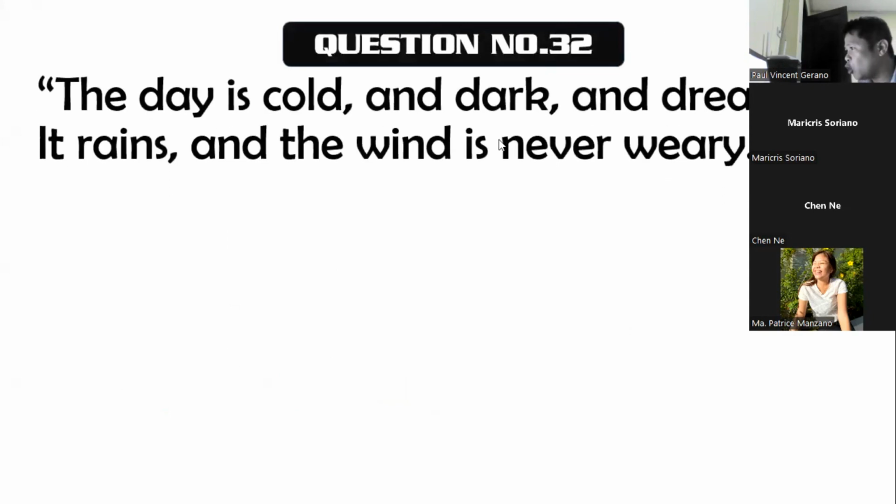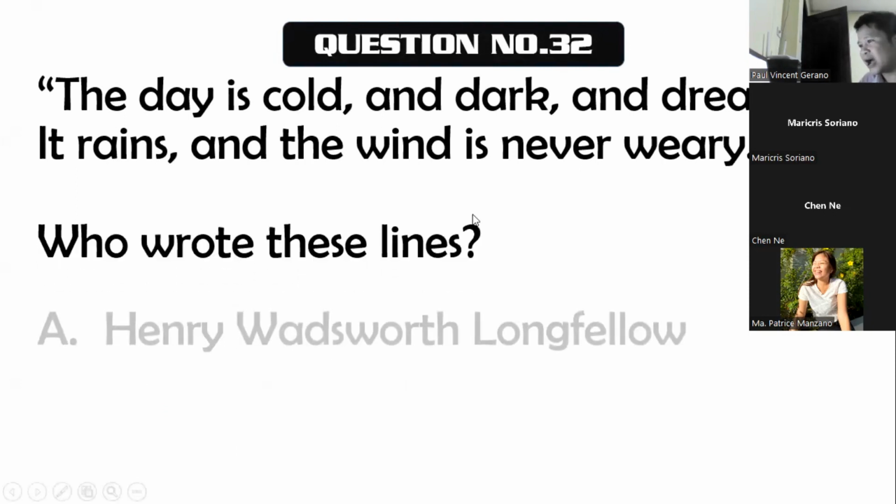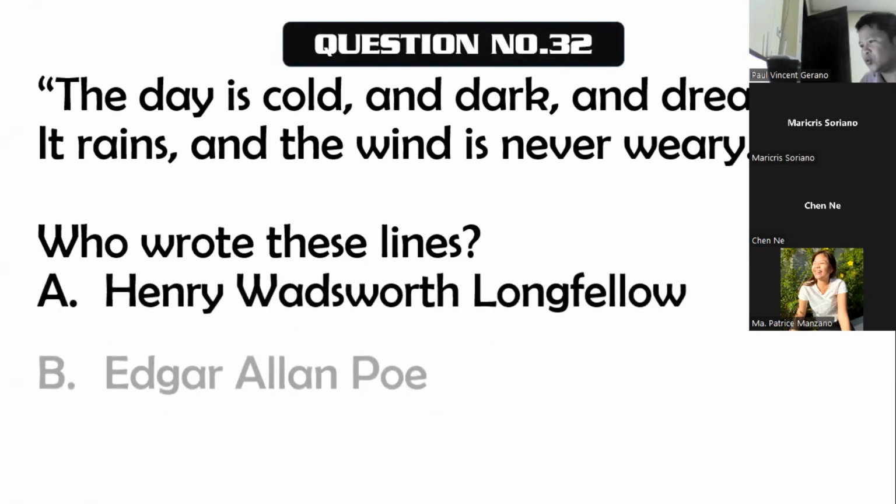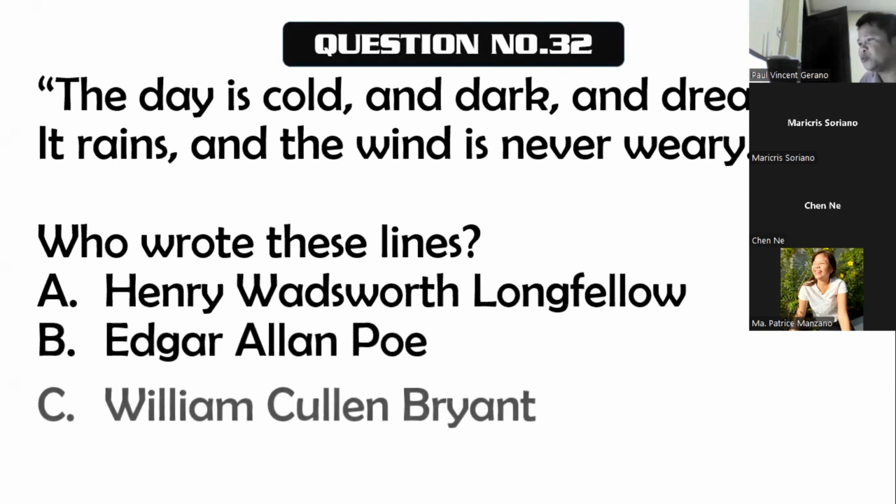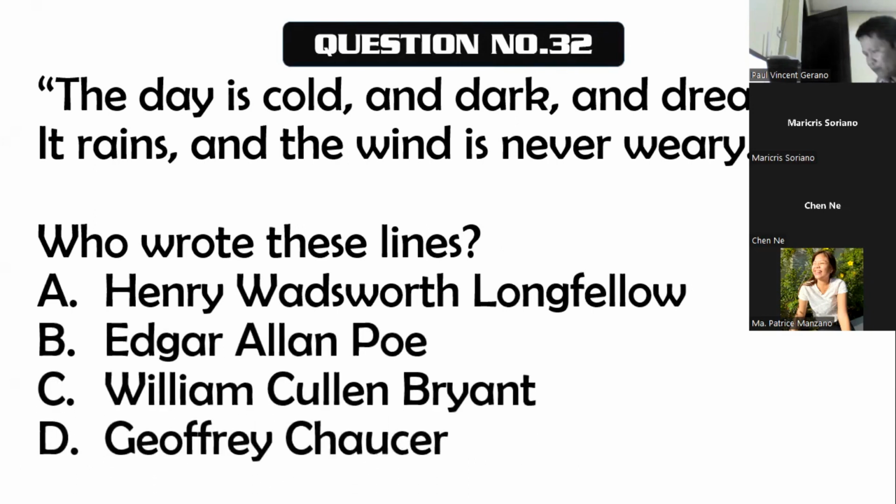32. The day is cold and dark and dreary. It rains and the wind is never weary. Who wrote these lines? A. Henry Wadsworth Longfellow. B. Edgar Allan Poe. C. William Cullen Bryant. D. Geoffrey Chaucer. What's the answer? Number 32.